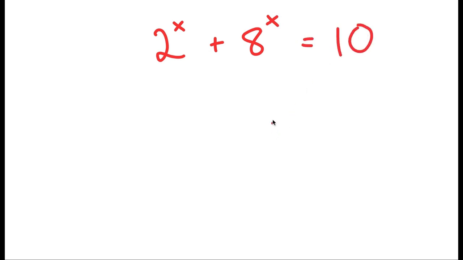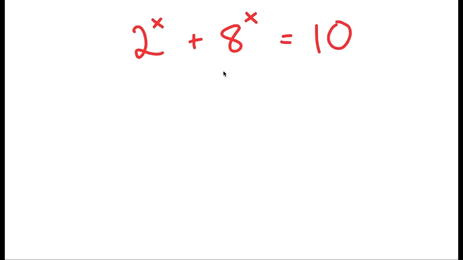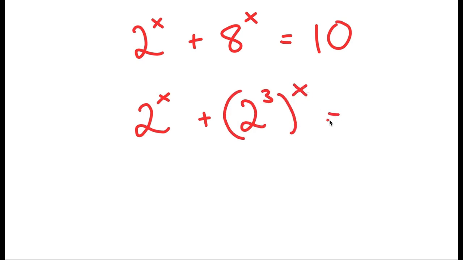Alright, so in this video, I'm going to solve the equation 2 to the power of x plus 8 to the power of x is equal to 10. So to solve this, I'm going to first start by rewriting 8 as 2 to the power of 3. So I get 2 to the power of 3 to the power of x is equal to 10.